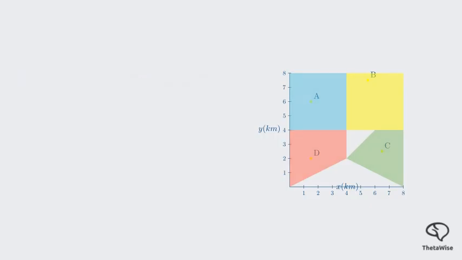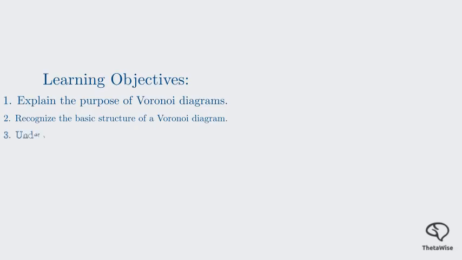Now let's recap our learning objectives. We've introduced Voronoi diagrams as a way to partition space based on proximity to a set of sites. You should now be able to explain their purpose and recognize their basic structure. In the next section, we'll dive into how to build these diagrams.